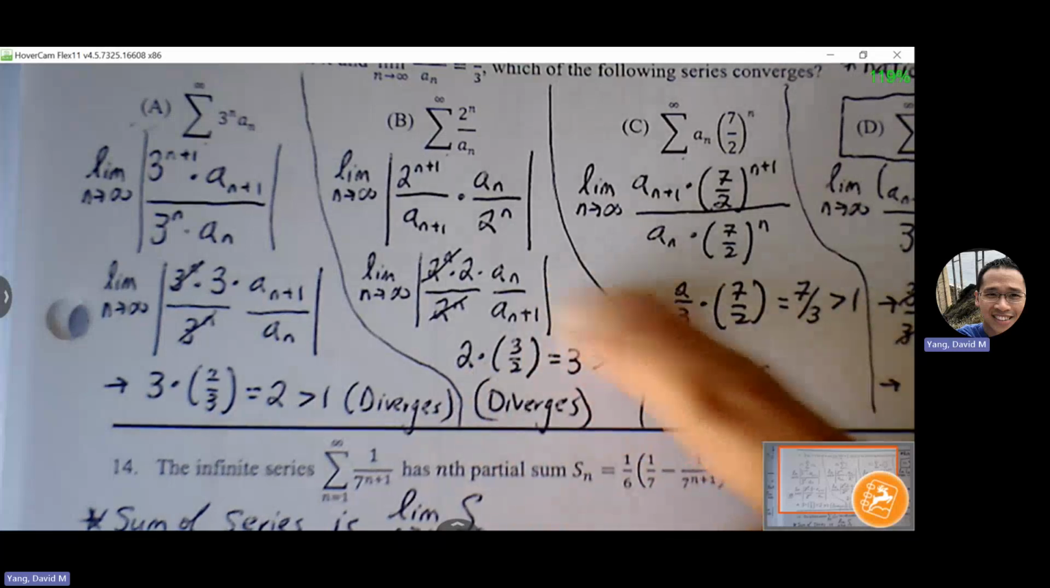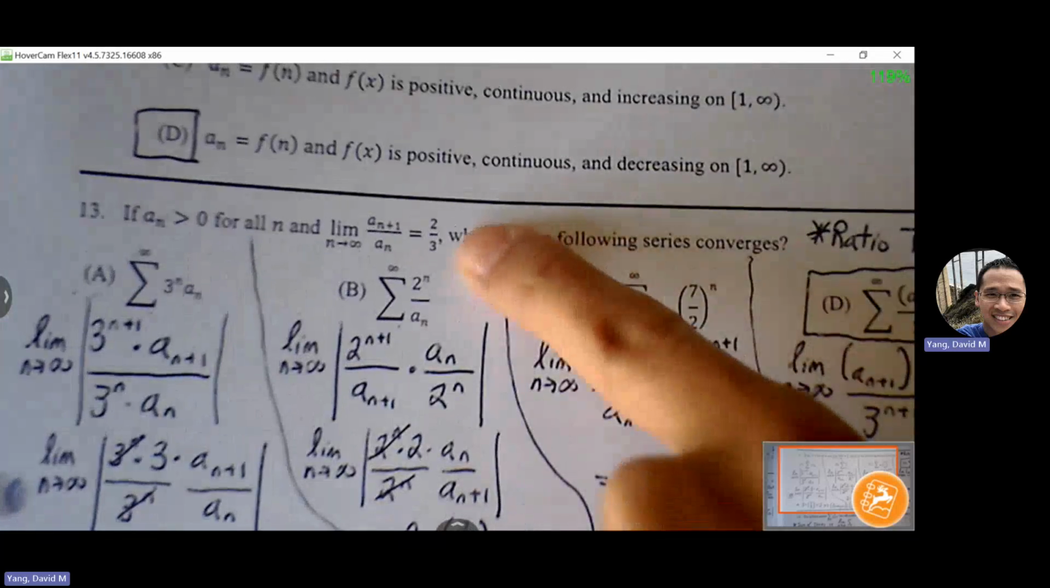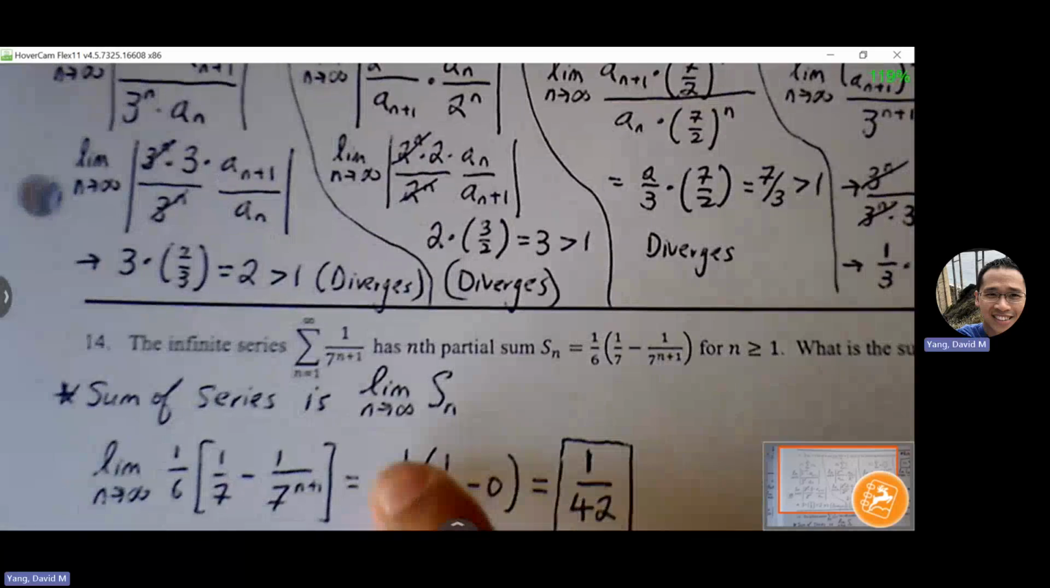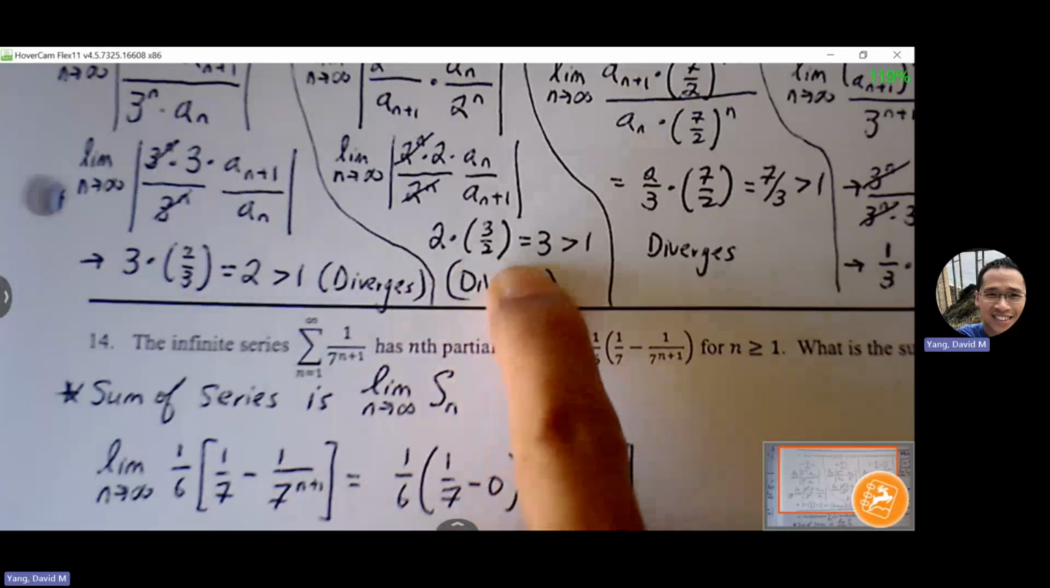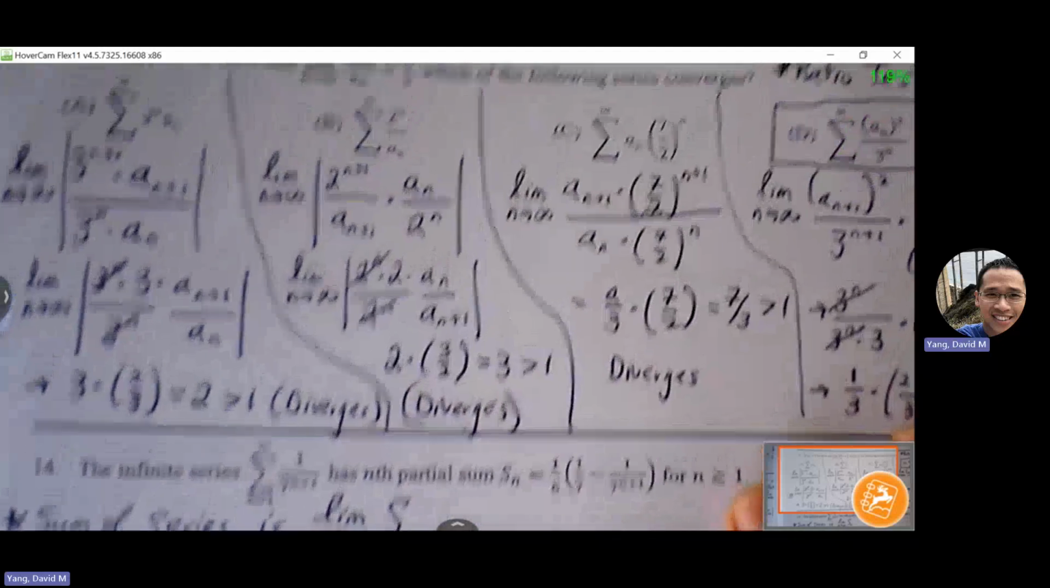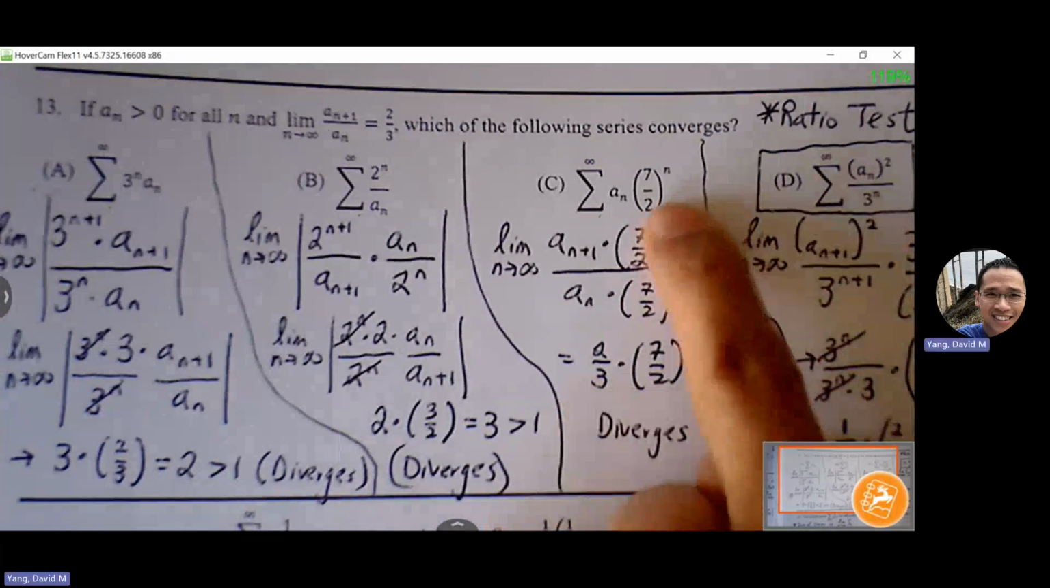Now it's different. Now it's a sub n over a sub n plus 1. So because of that flipped relationship, I'm going to make that 3/2. Okay, so once I make that 3/2, then 2 times 3/2 is equal to 3. That's still greater than 1. It's still diverging. Okay, we keep going. We keep checking. Next one.